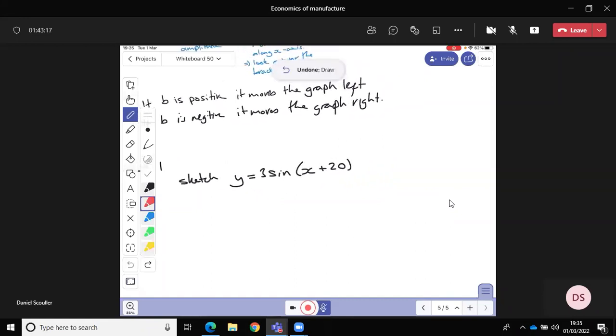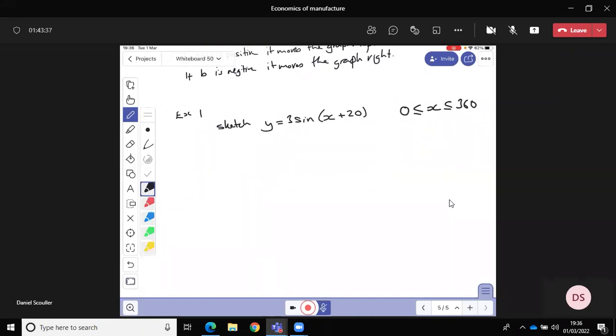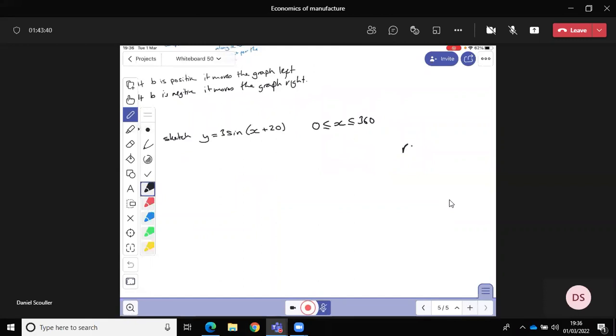So in the form, you've got your amplitude, your sine or cos, and then your bracket x plus. It will always give you the limits, so 0, 360, and then you're just drawing that out. So again, I would do a rough sketch, just so it's in your head. Rough sketch, got a sine, got 0, 360, 1, minus 1.